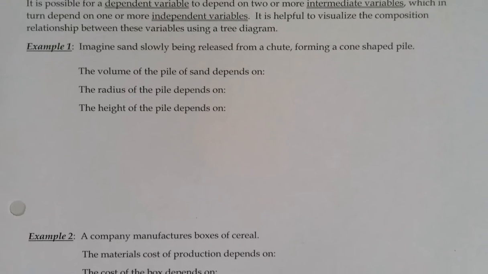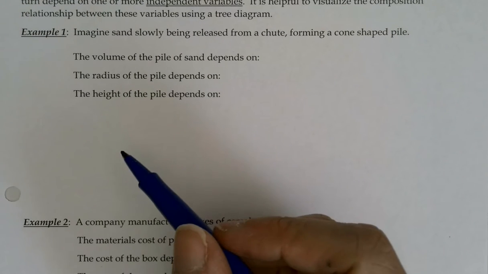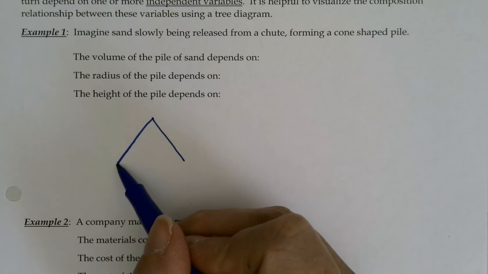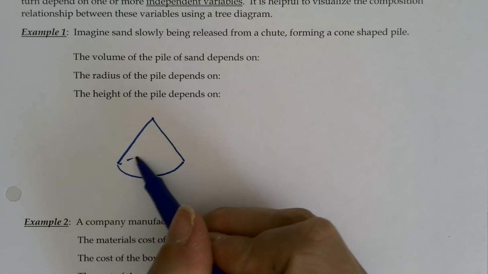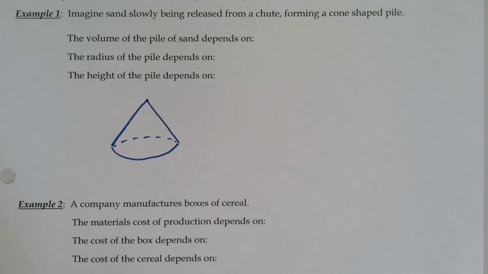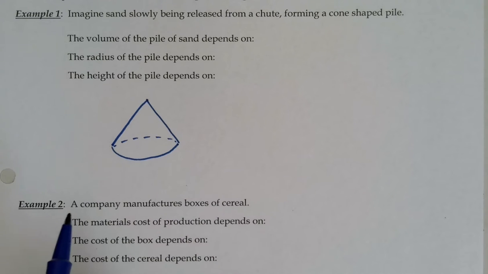So let's imagine sand slowly being released from a chute, and it's forming a cone-shaped pile. So if you have sand dripping out like in an hourglass, it's going to form a conical pile, like a cone. And that cone has a volume, right? So it has a certain amount of sand in it.